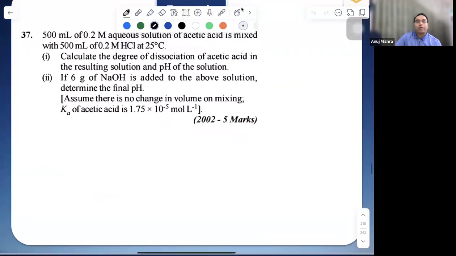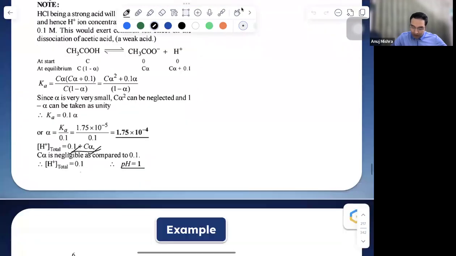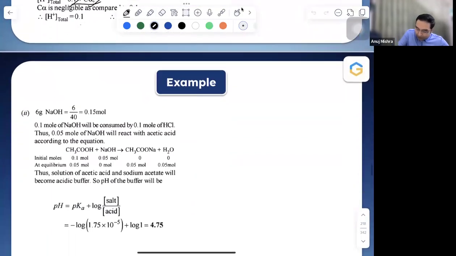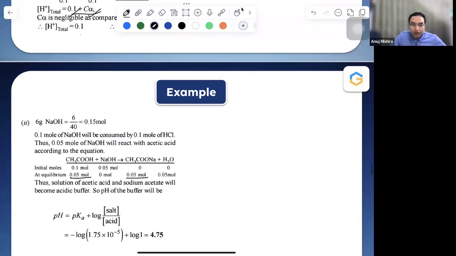6 gram NaOH is added to the above solution, determine the final pH. 6 gram NaOH, molecular weight is 40. Divide by 40, it comes to 3/20, 0.15 units. So what will this do? This will react with CH3COOH and form CH3COONa. So you get CH3COOH and CH3COONa in this solution. Okay, you'll get these two things.